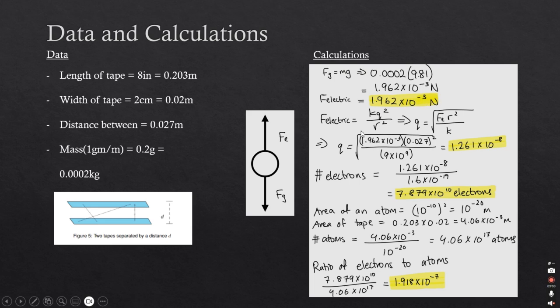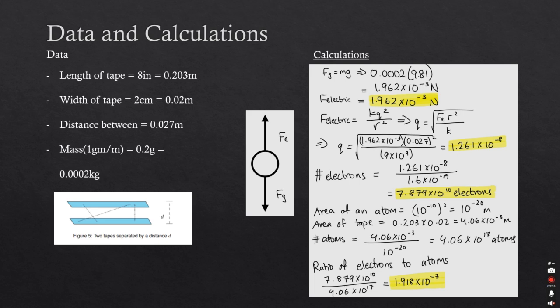Now to find the charge, I had to use Coulomb's law, and since we assumed that both of the tapes had the same amount of charge, I denoted the charge as Q. So the equation yielded kQ squared over r squared. Then I isolated the variable Q, and I found the charge to be 1.261 times 10 to the negative 8 coulombs on each tape.